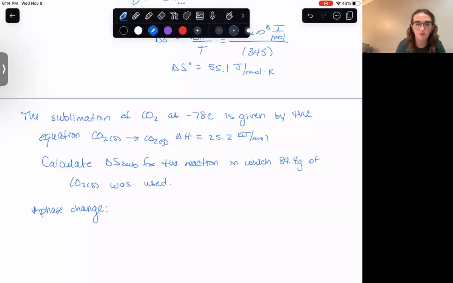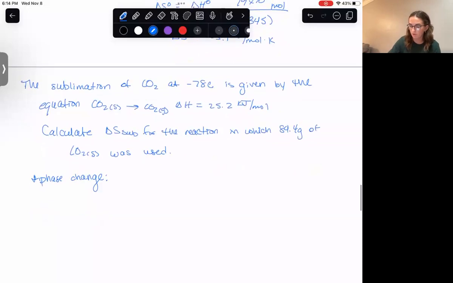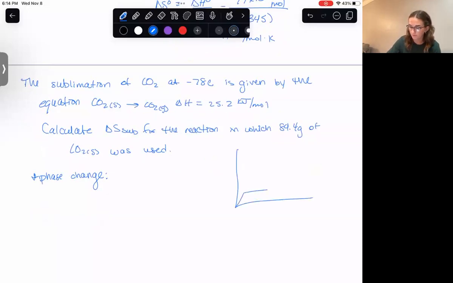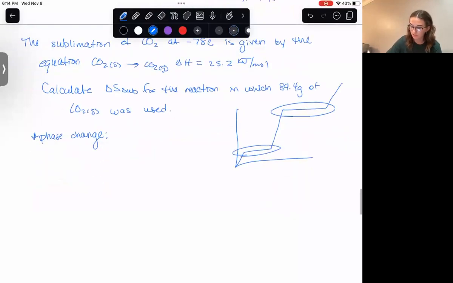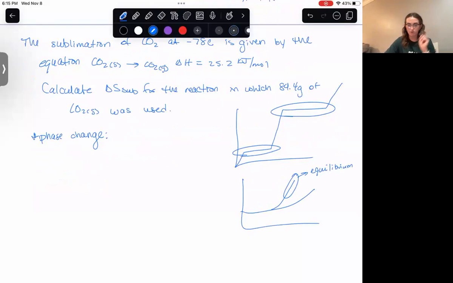If we think about our heating curves, at our flat portions, we have our phase changes. And if we think about our phase diagrams too, we always said that these lines are phase changes and we have equilibrium. At those lines, you can go forward or backwards. So for phase changes, we're at equilibrium.